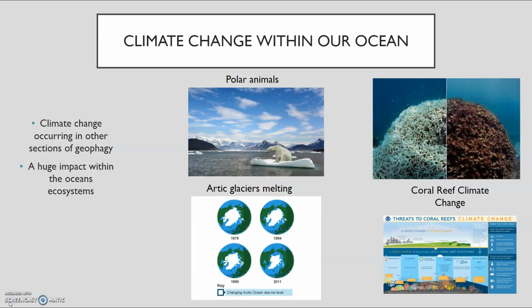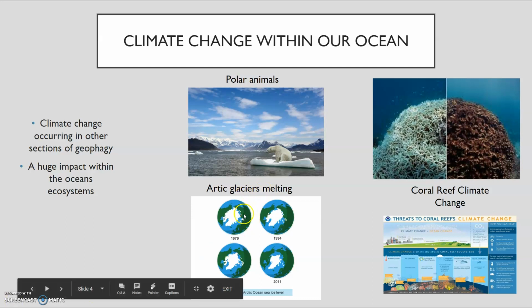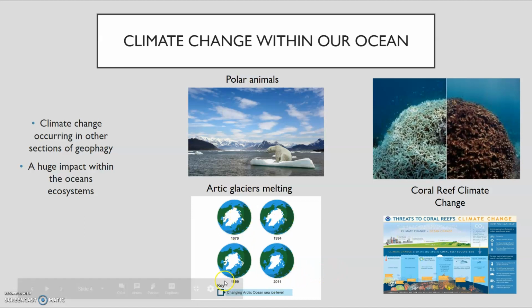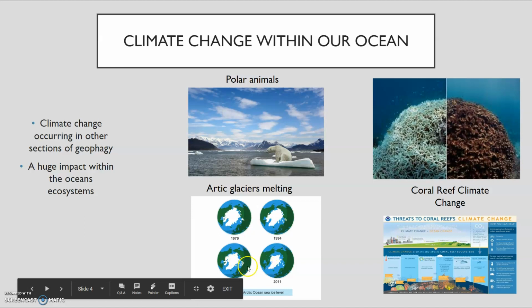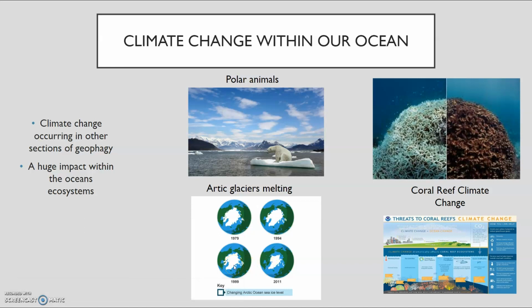Another climate change issue that we're having recently is Arctic glaciers melting. As you can see on this graph displayed, since 1979 to 1994 to 1999 and to 2011, you can see that the Arctic glaciers have slowly been melting and decreasing. This is affecting our polar animals, which is leaving them without much resource to survive.